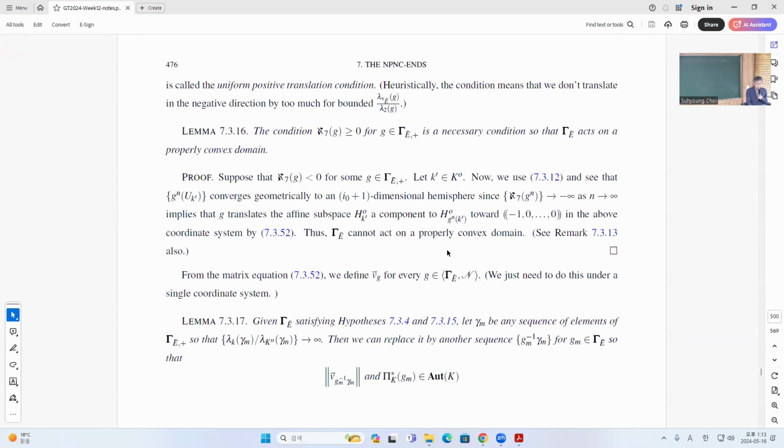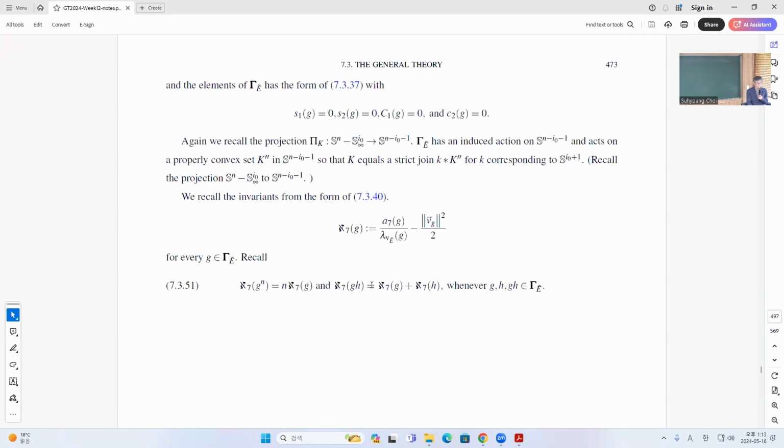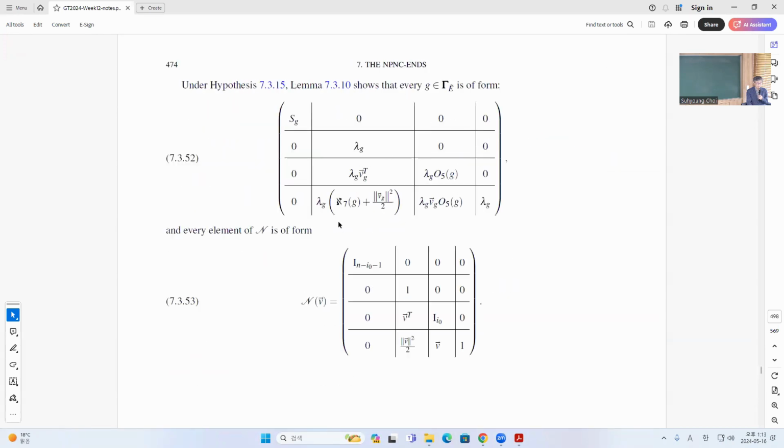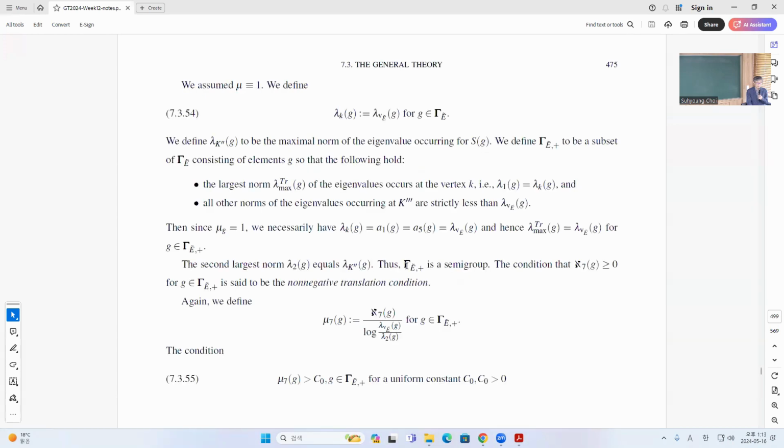So that's what at least you need, and then you define VG from the matrix equation. So VG is actually, if you go to 7352, you write it like this. So every element looks like this. So you can define this VG using this equation.